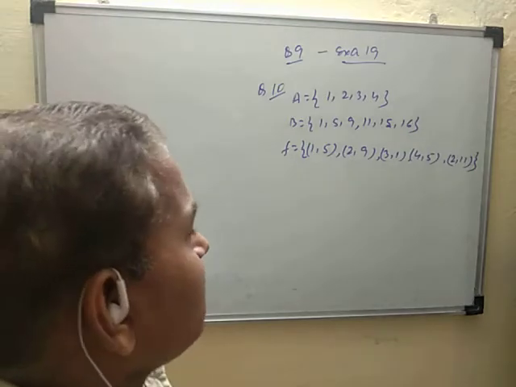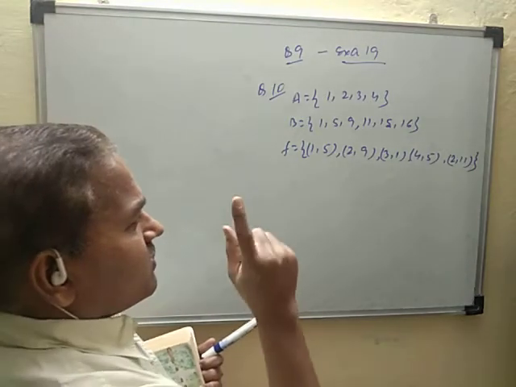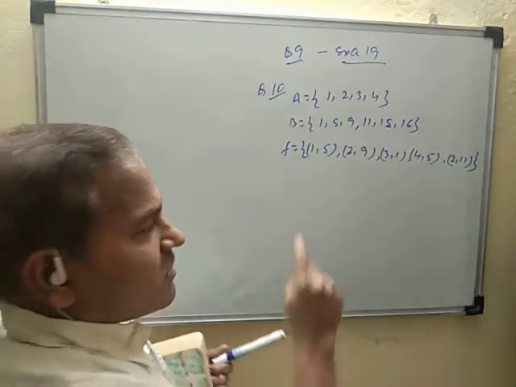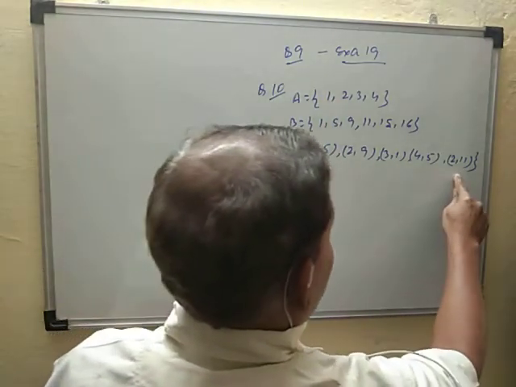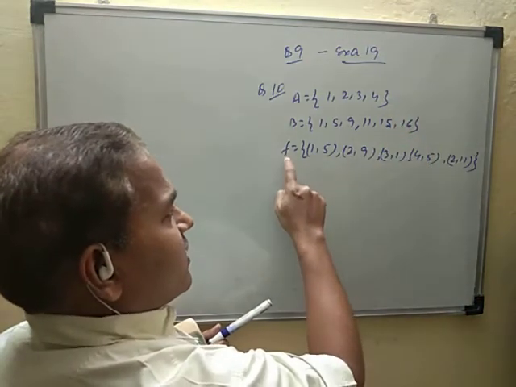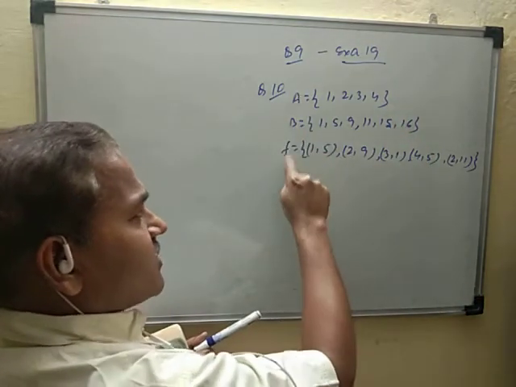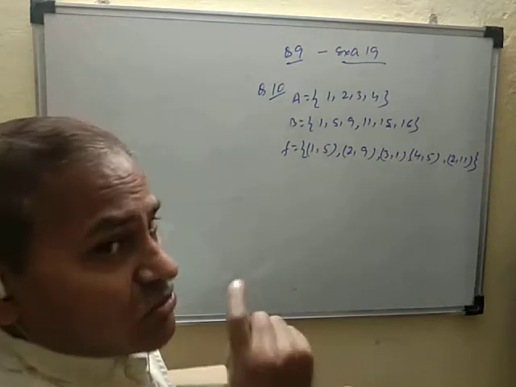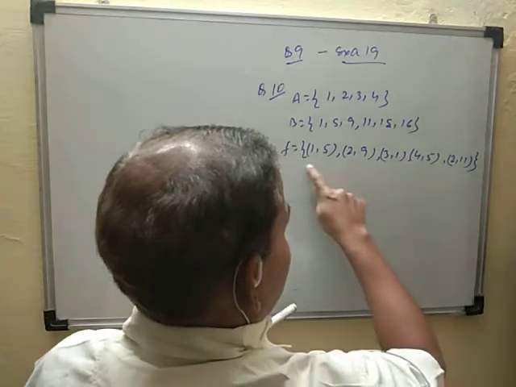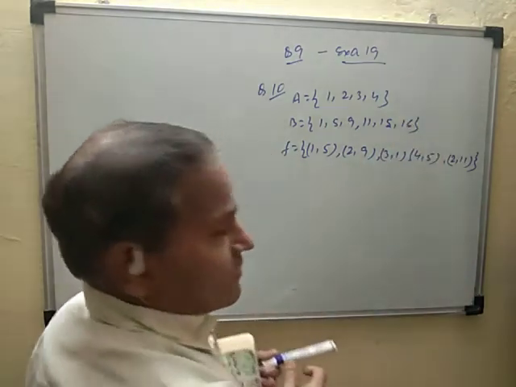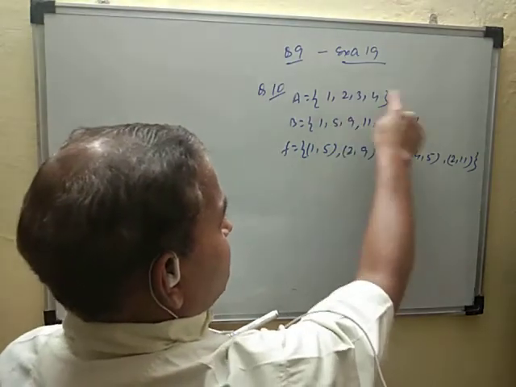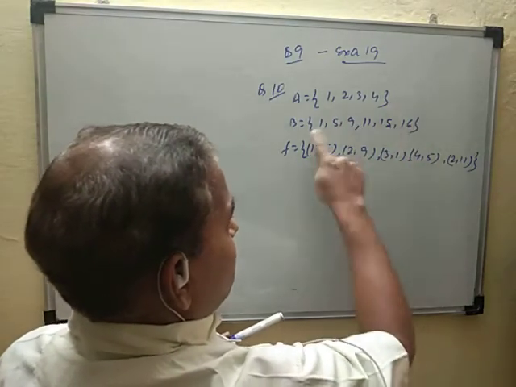For a relation, if this whole set is a subset of A cross B, then F is a relation from A to B. So check whether this set is a subset of the Cartesian product of the two sets or not. For a subset, the first entry must belong to the first set and the second entry must belong to the second set.